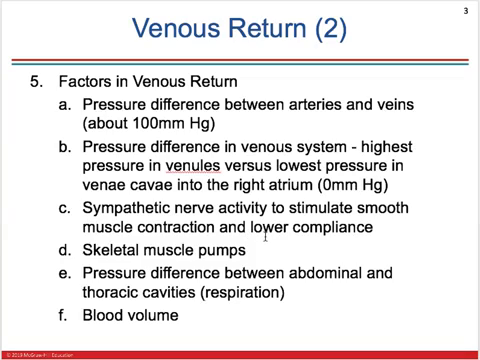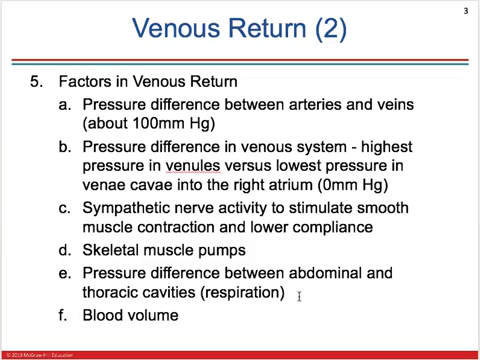Sympathetic nervous system activity can increase venous pressure because it causes the smooth muscles of the blood vessels, including the veins, to contract, and this reduces compliance and raises then venous pressure. Skeletal muscle pumps, as we've discussed before, are squeezing on the veins, and since they have one-way valves, the blood is forced to go back towards the heart.